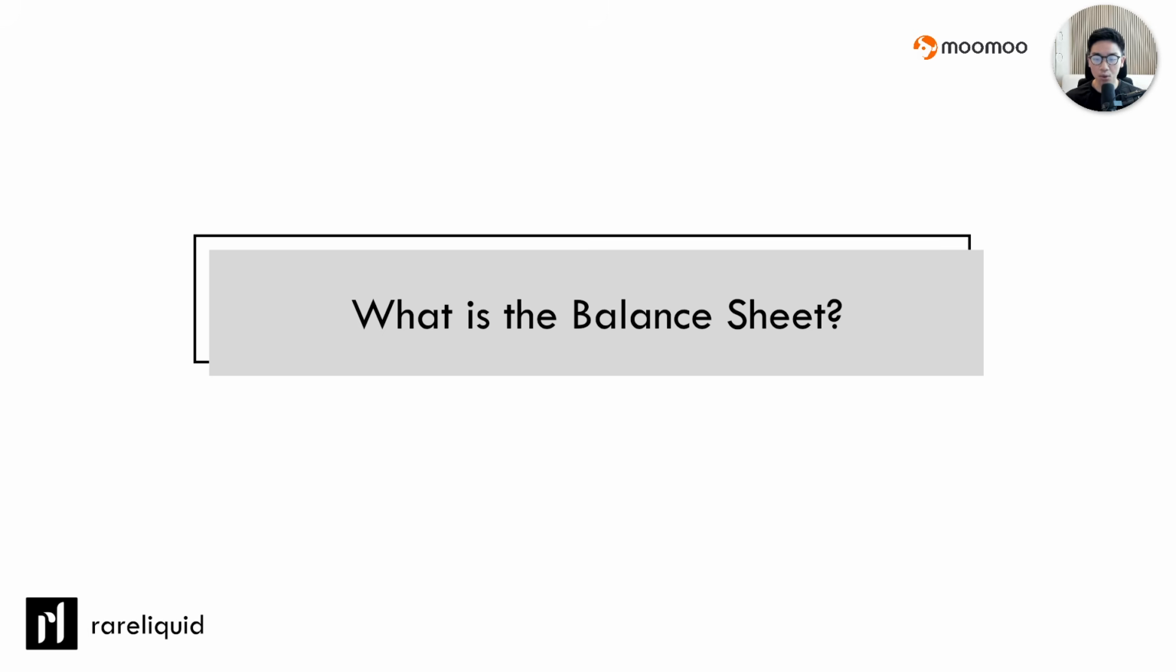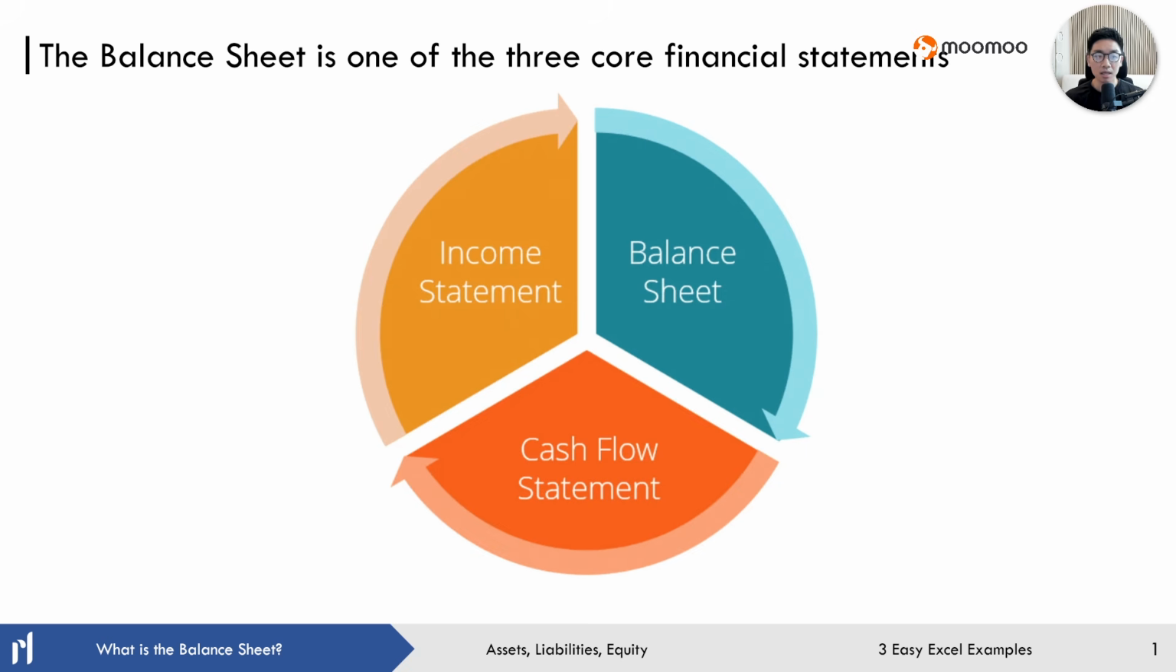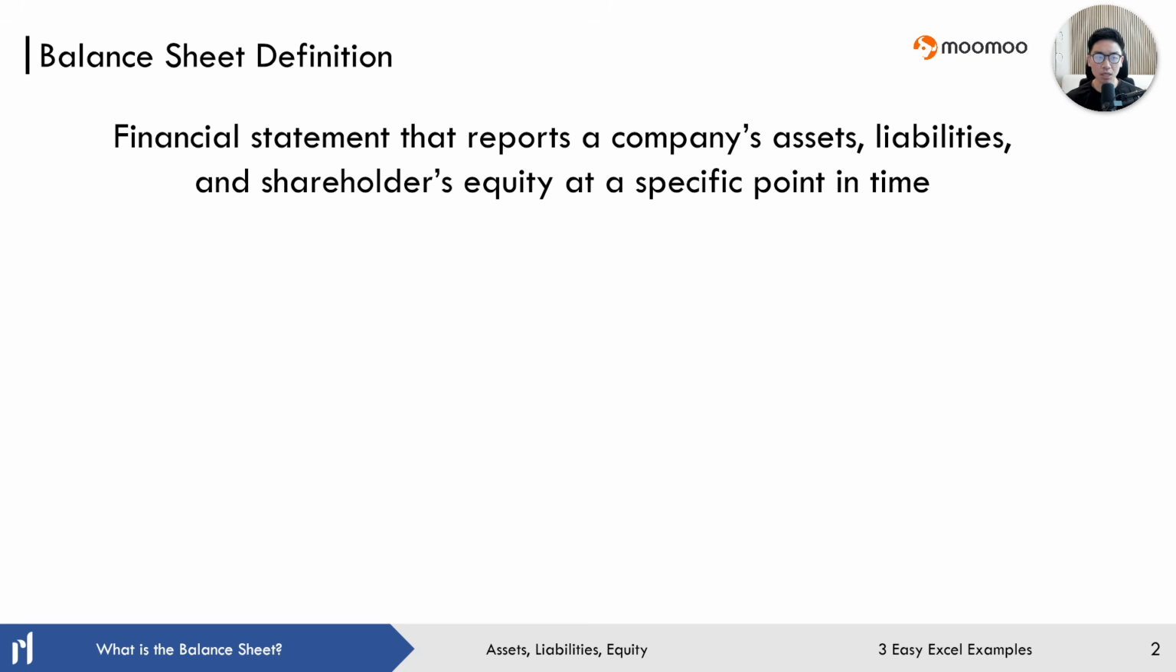So first of all, what is the balance sheet? Take a really large step back, look at everything big picture. The balance sheet is one of three core financial statements, and I'm going to be making videos about the income statement and cash flow statement, similar to what I'm doing right now with the balance sheet, in the following 1 to 2 weeks. But these three are what you want to look at to understand the financial health of a company. So balance sheet can be defined as a financial statement that reports a company's assets, liabilities, and shareholders' equity at a specific point in time.